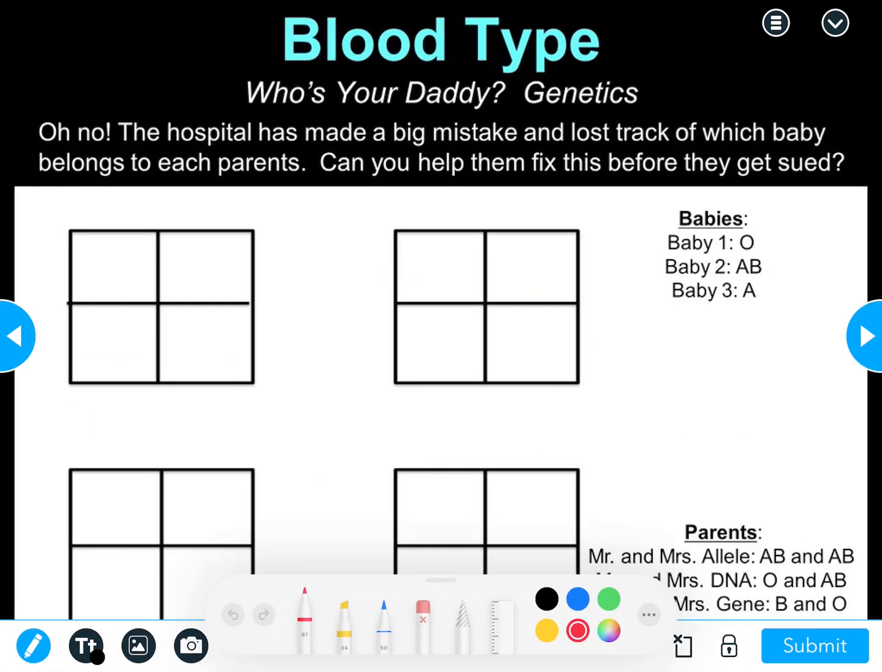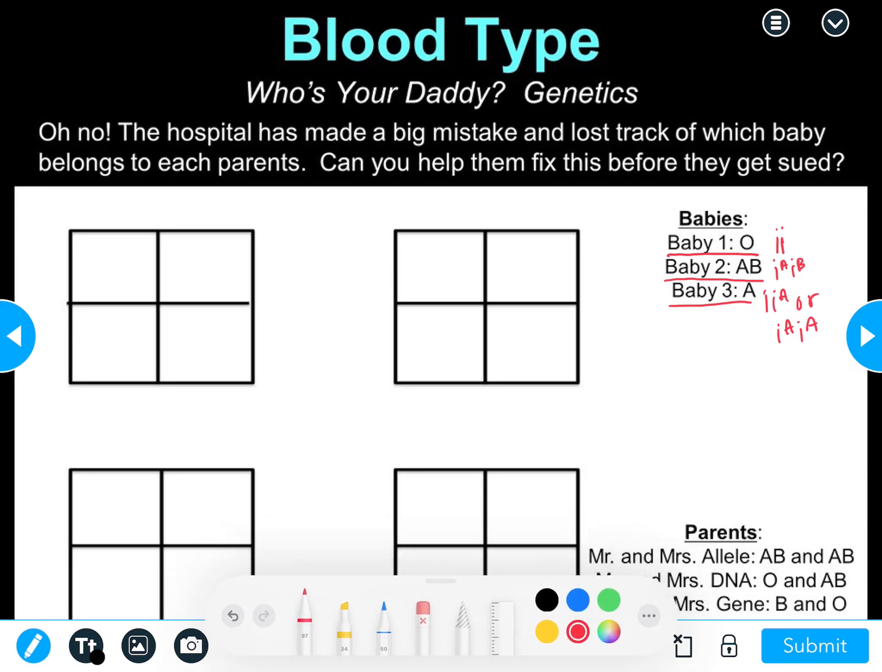Alright, the hospital has made a big mistake and lost track of which baby belongs to each parent. Can you help them fix this before they get sued? Alright, so we have babies that have, baby 1 has O blood, baby 2 has AB blood, and baby 3 has A blood. So baby 1 we know has to have this. Baby 2 has to have this. Baby 3 could be this or this. And we're not sure which one.